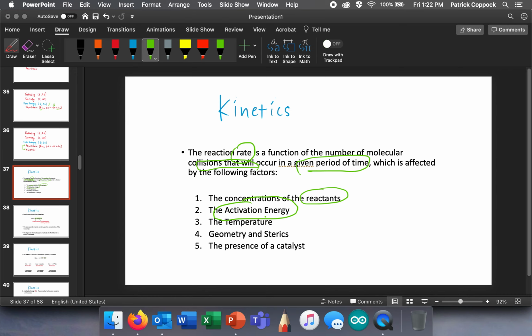We're going to go over these one at a time. The temperature, that is how fast they collide. The geometry, that is, can they get into the right orientation to collide successfully. And then also the presence of a catalyst. We'll deal with each of these in turn. So again, kinetics is mostly going to be concerned with the rate of a reaction, where rate is defined as the collisions per time, and these are factors that affect it.